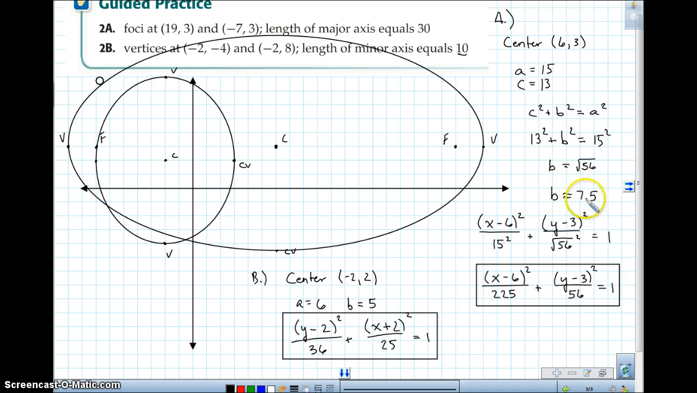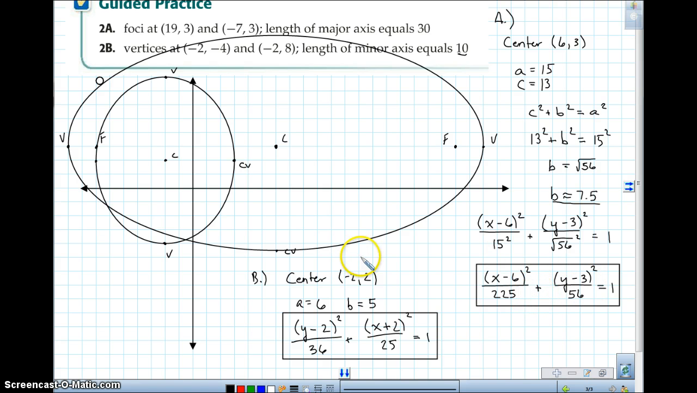However, when you're plugging in numbers, you don't want to plug in the approximation. You want to plug in the exact value for b. It actually works out nicely because you end up squaring the square root of 56. So when you plug that in, you actually just get 56. So this should be your final answer for the equation of the ellipse for letter A.